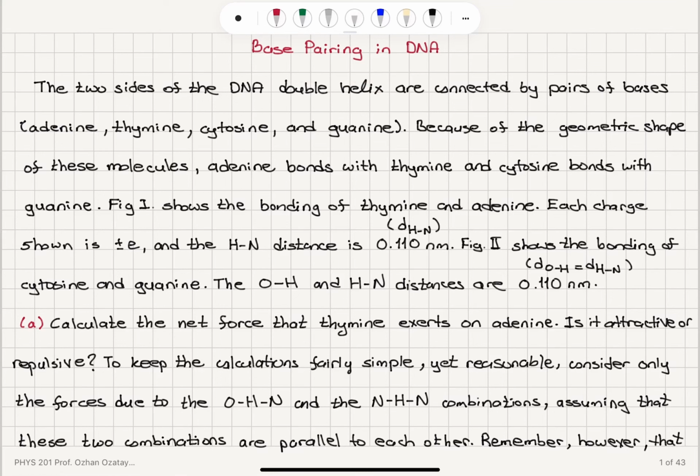Base pairing in DNA. The two sides of the DNA double helix are connected by pairs of bases: adenine, thymine, cytosine, and guanine. Because of the geometric shape of these molecules, adenine bonds with thymine and cytosine bonds with guanine. Figure 1 shows the bonding of thymine and adenine. Each charge shown is plus or minus e, and the hydrogen-nitrogen distance is d_HN = 0.110 nanometers.